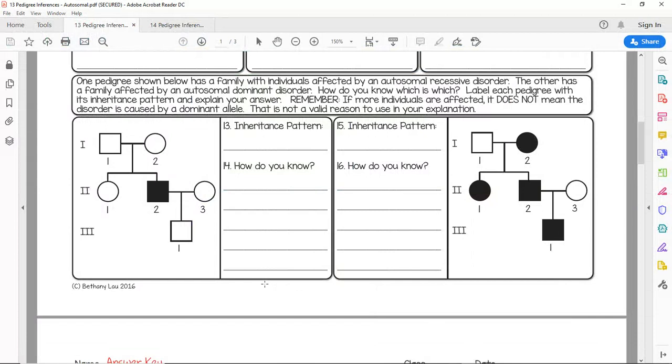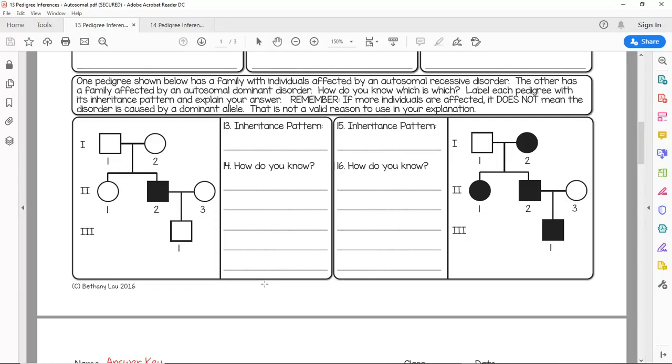All right, so this one shows just autosomal, recessive or dominant. I'm going to shut my mouth. Maybe you can pause the screencast. Can you pick out which one is autosomal recessive and autosomal dominant and give me proof? And how do you know? 3 seconds. That was your time to pause the screencast.